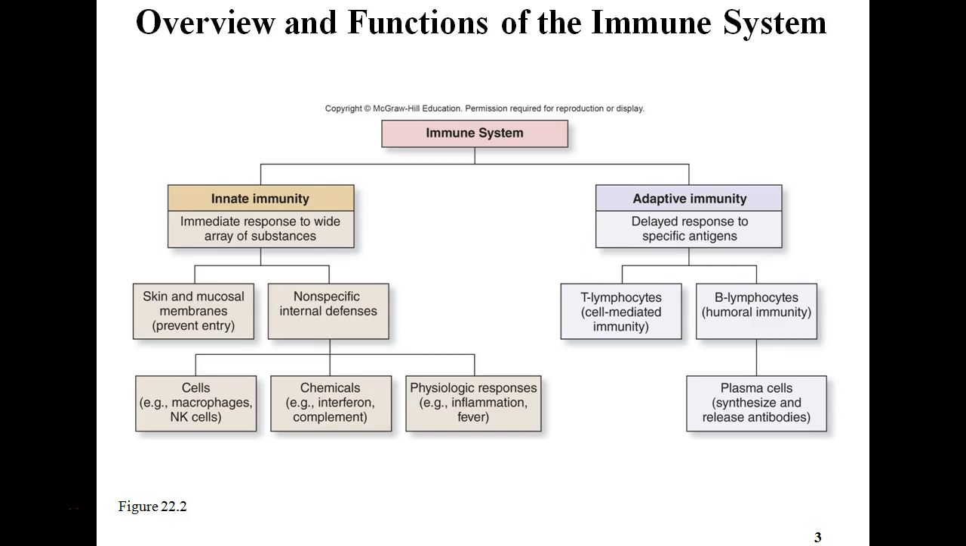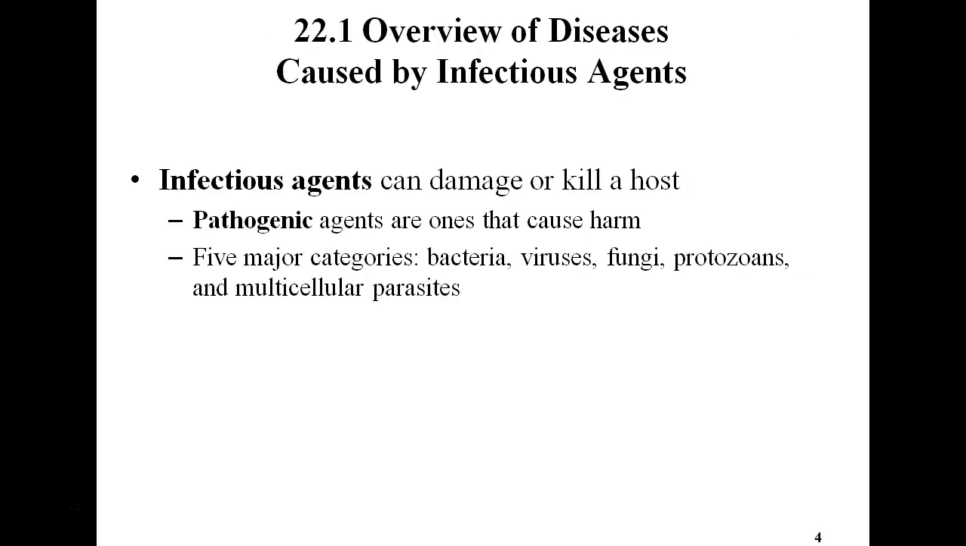However, if these pathogens can get underneath these membranes, then we have innate defenses that await these microorganisms. And then if these microorganisms are lucky enough to get past the mucous membranes and the innate defenses, that's where the adaptive immune system kicks in. We have cell-mediated immunity, and then we have humoral immunity. So let's take a closer look at this immune system.